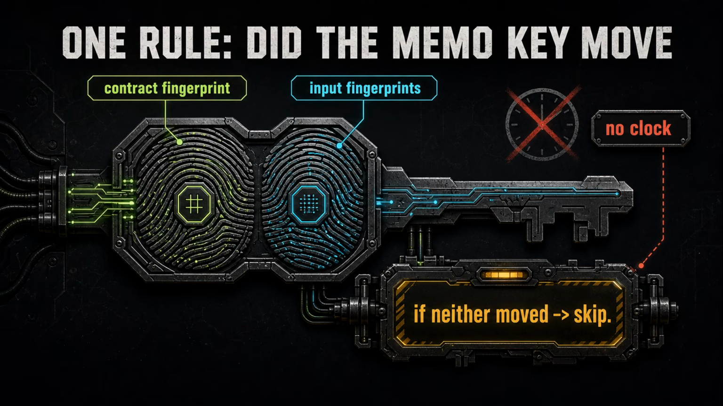After material fields, we get to the heart of the whole thing. There is exactly one rule, and everything hangs off it. Let's hear it. A node renders if and only if its memo key moved. And the memo key is a pair, the contract fingerprint and the input fingerprints, nothing else. So no clock at all. The current time never enters the key. Not anywhere. The code comment in the memo module literally says the key is that pair and nothing else. If neither fingerprint changed, the node does not run.